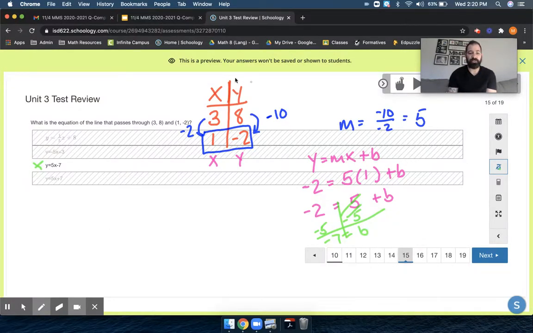Same process as the last question, except you need to find your slope first and then pick a point. Doesn't matter which point, you'll get the same answer in the end.